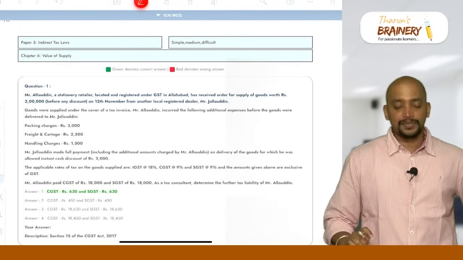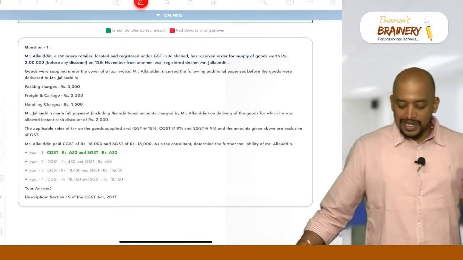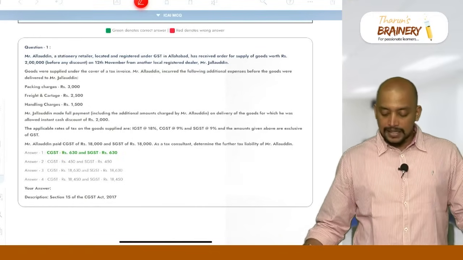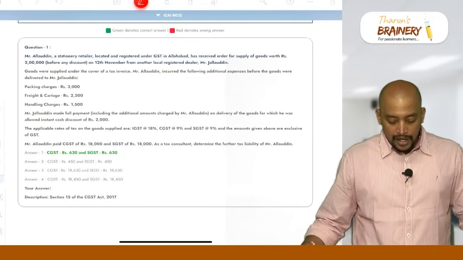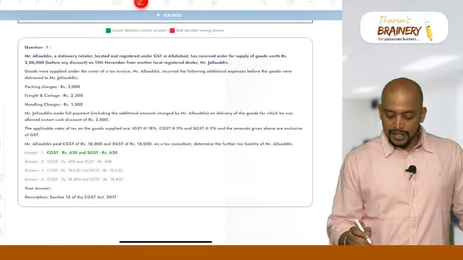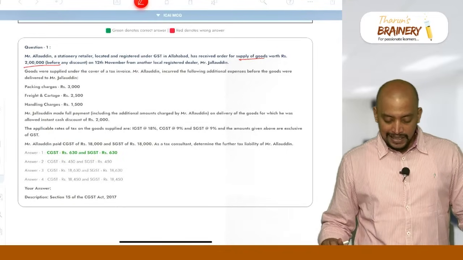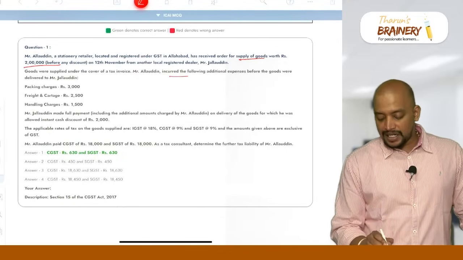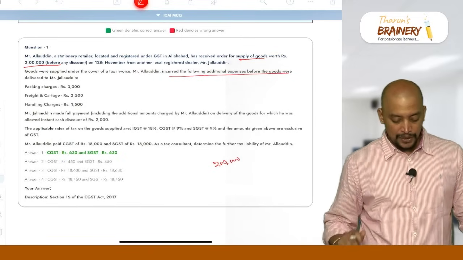Then next one, chapter 6, value of supply. Mr. Alauddin, a stationery retailer located and registered under GST in Allahabad, has received an order for supply of goods worth rupees 2 lakhs before any discount on 12th November from another local registered dealer, Mr. Jalaluddin. So, supply of goods worth rupees 2 lakhs, before any discount. Goods were supplied under the cover of a tax invoice. Alauddin incurred the following additional expenses. So, 2 lakhs will be taken as the transaction value.